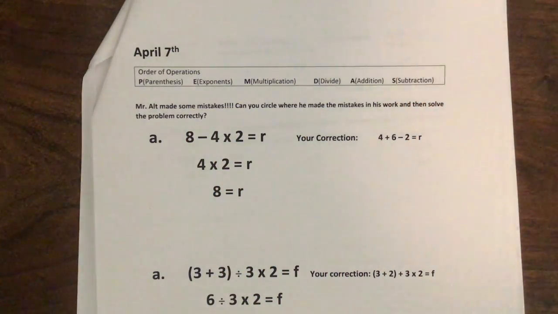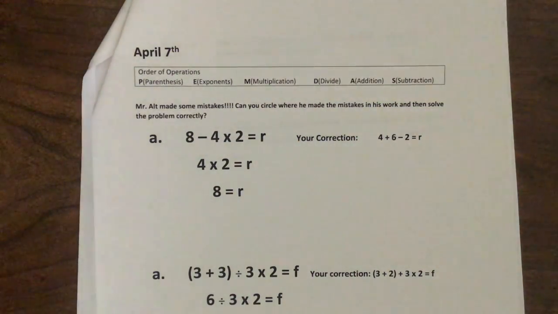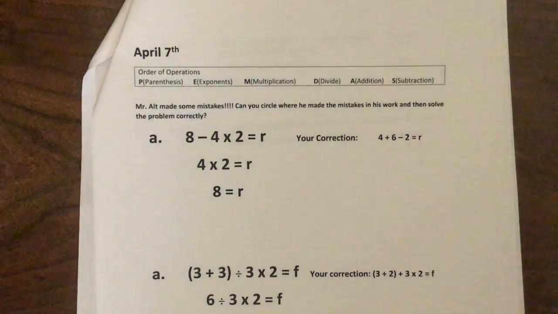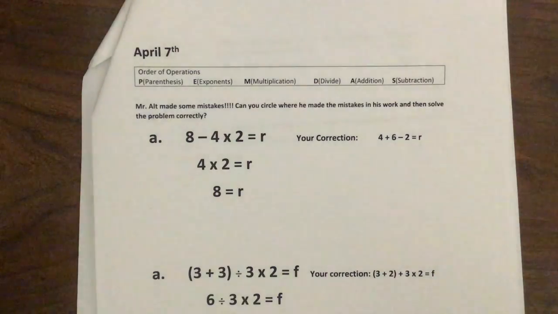Okay, so for this one, we need to circle where I made the mistake and then we need to solve it correctly. Right, so I brought my highlighter over here just to help. And let's look at how I solved this problem.